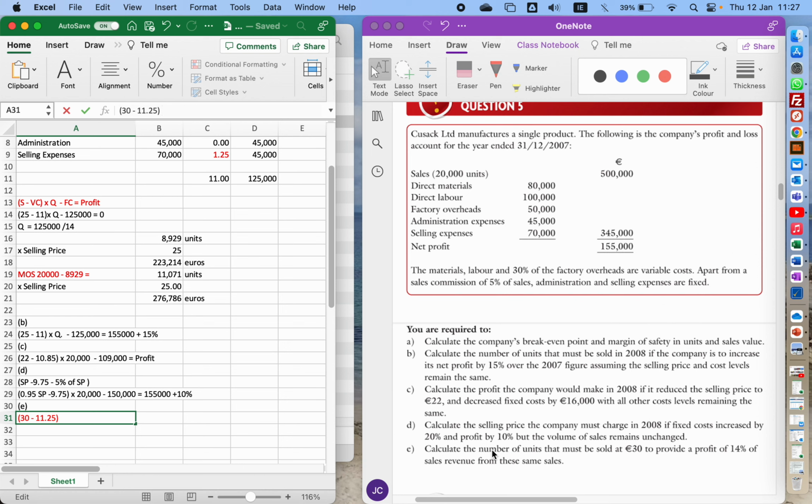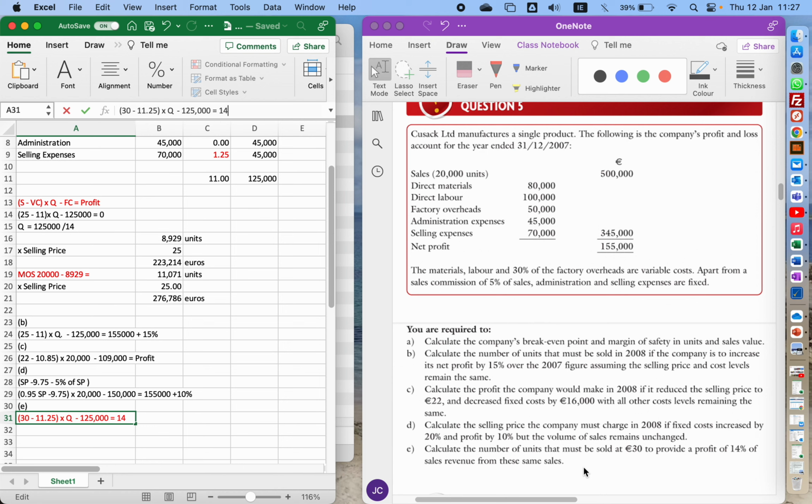The units must be sold. So Q is the thing I'm looking for. Minus fixed costs. It doesn't say anything about fixed costs changing. So we'll go back to the original fixed cost that we had, 125,000. And that equals. The profit is 14% of sales revenue. So sales revenue is sales price multiplied by quantity.